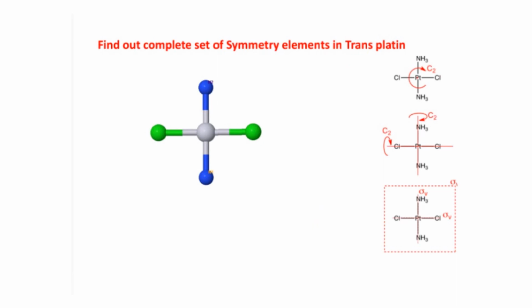Our last example is to find out the complete set of symmetry elements in transplatin. If we talk about transplatin, here we can see all the symmetry elements present in this molecule: C2 axis of rotation, C2 thrice. It means 3 times C2 present in this molecule, and sigma v's are present in this molecule.